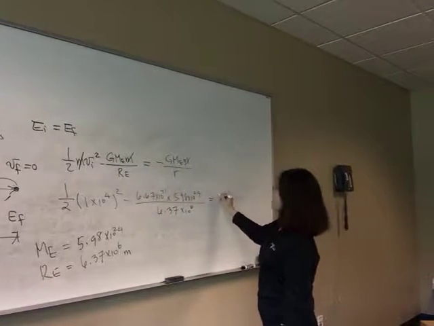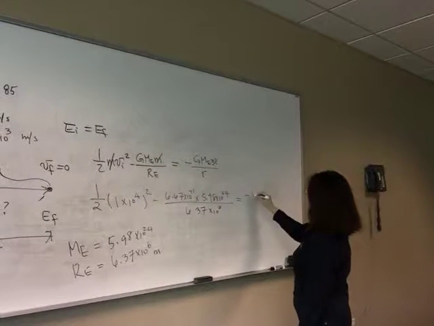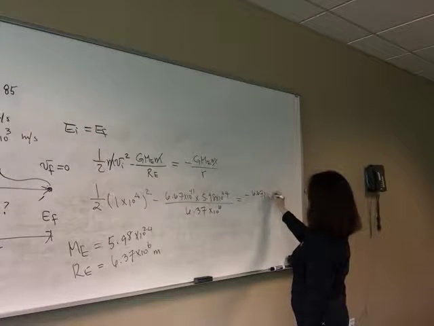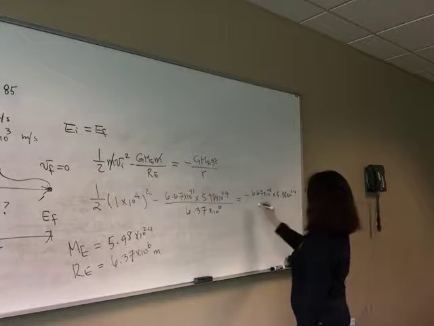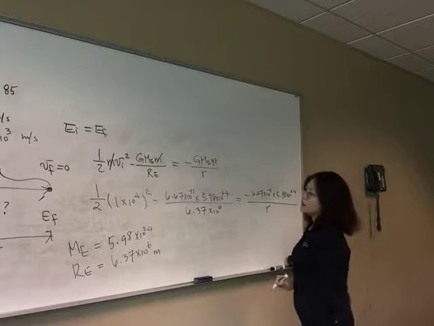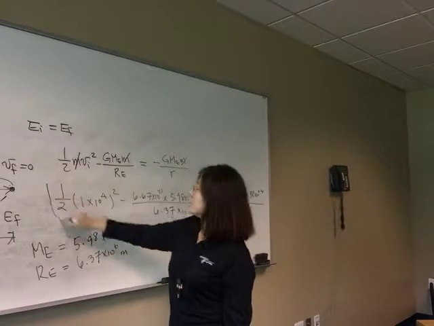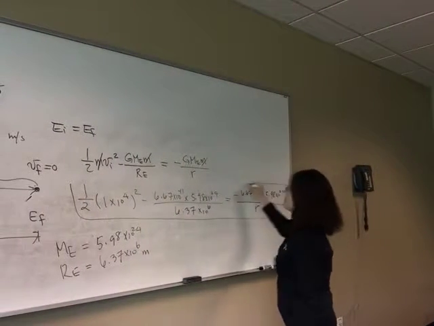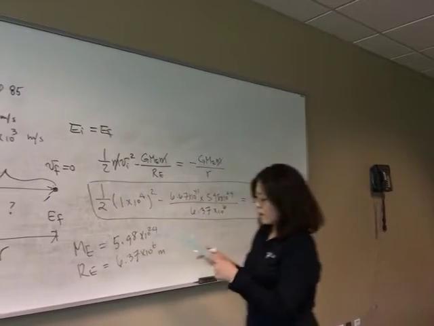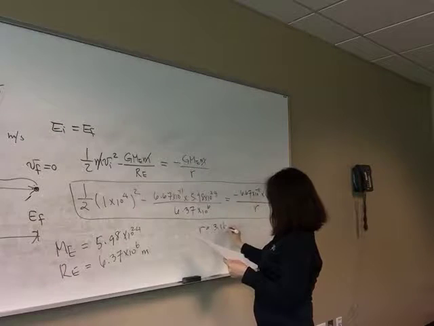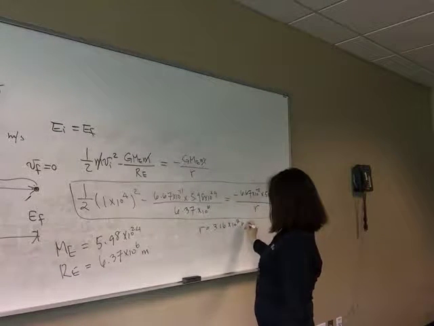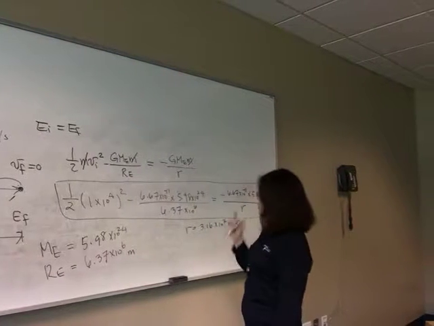On the right-hand side, that's equal to negative 6.67 times 10 to the negative 11 times the mass of the Earth, and then over this unknown R. So after you plug in to your calculator, you'll find that your R value is equal to 3.16 times 10 to the 7th meters. Okay, so this is your R.